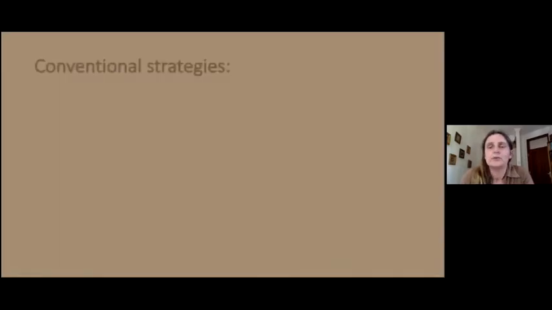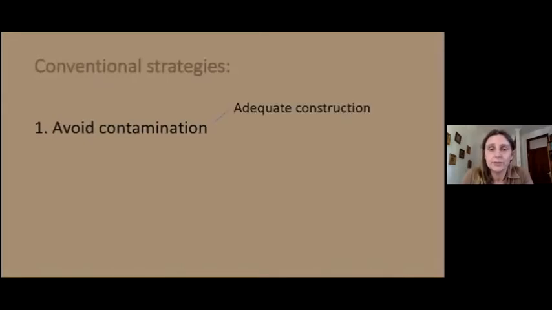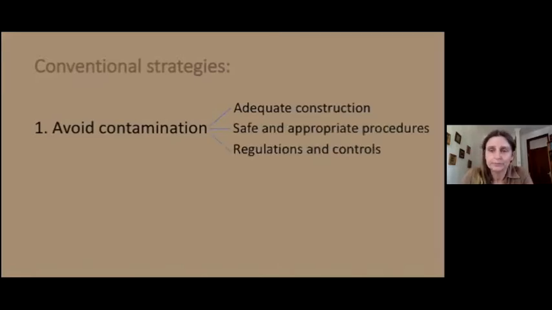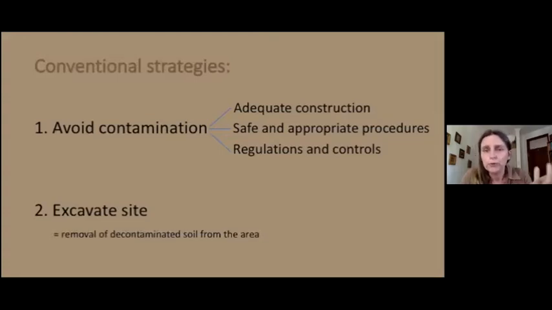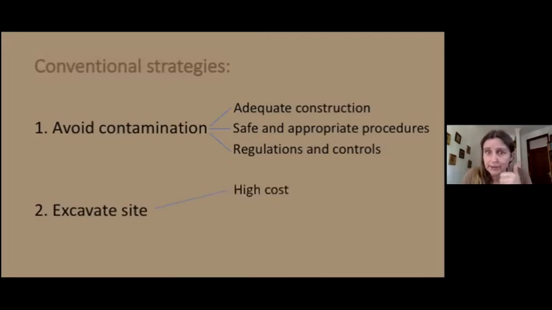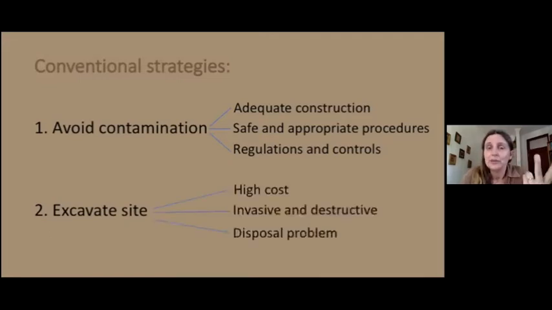The best way to avoid hazards from contamination is, of course, to avoid contamination altogether. But to do so, we need adequate construction, safe procedures, and regulation and controls. But if contamination has already happened, the standard technique of decontamination is excavation. That means the contaminated soil has to be safely dug up, removed, and destroyed by incineration or disposed in a safe location. The problem with this strategy is that it's first costly, it destroys the area, and we still have the problem that we do not know what to do with the contaminated soil.